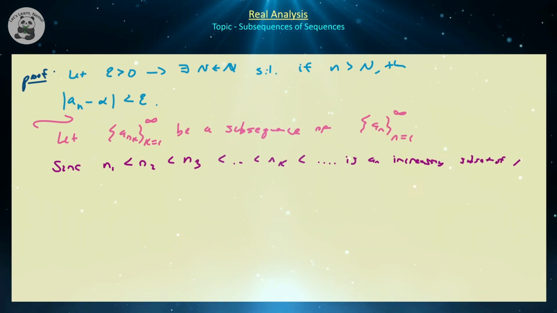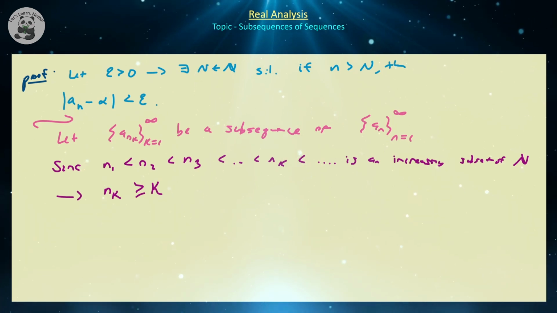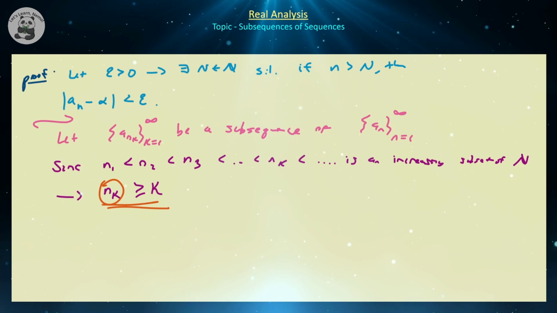subset of the set of natural numbers. That means n_k will always be bigger than or equal to the value k in that index, right? So the index of our subsequence is always greater than or equal to the index of our original sequence, right? And you can list out a sequence and a subsequence and verify that this is always the case. You could also use mathematical induction if you're not quickly convinced of that.